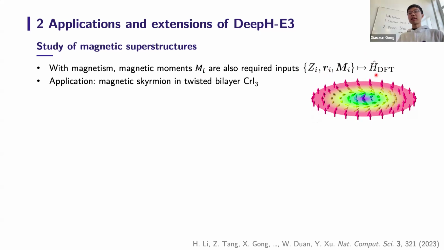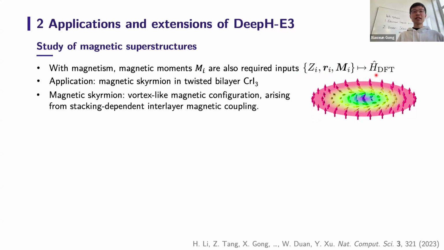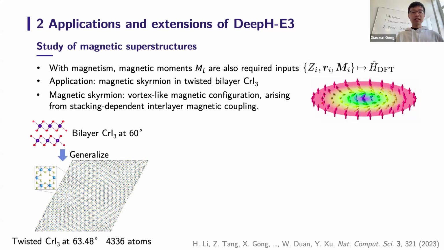Our application example is the magnetic skyrmion in the twisted bilayer CrI3 system. This magnetic skyrmion was recently theoretically predicted in the CrI3 system. It is a vortex-like magnetic configuration, a very complicated configuration that arises from the stacking-dependent interlayer magnetic coupling between the different layers of CrI3. This is an illustration of the crystal structure we are interested in.